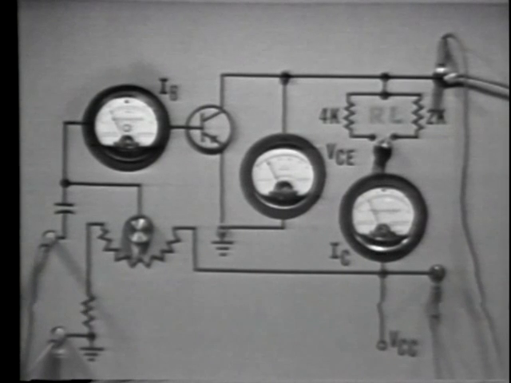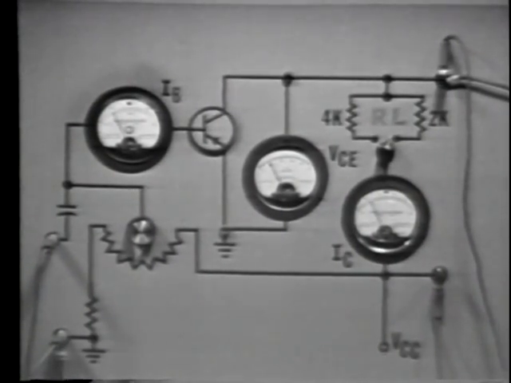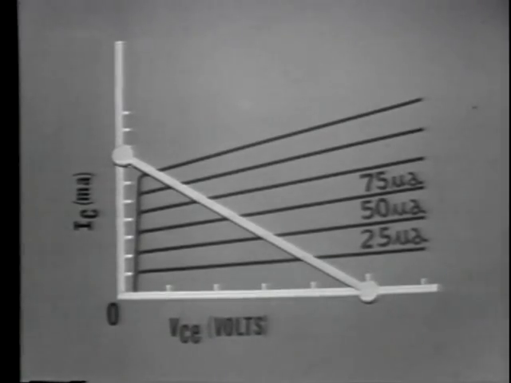But how does a circuit such as this amplify? And how much amplification can it provide? There are several methods which could be used to answer these questions. However, in this lesson, we'll concentrate on the method which uses this graph, the characteristic curve of a transistor.